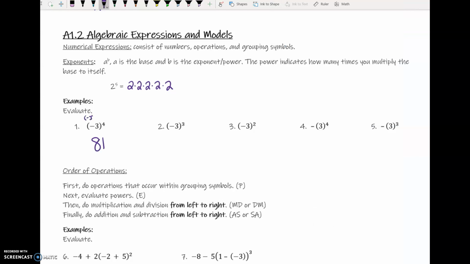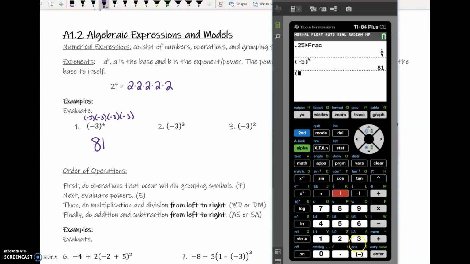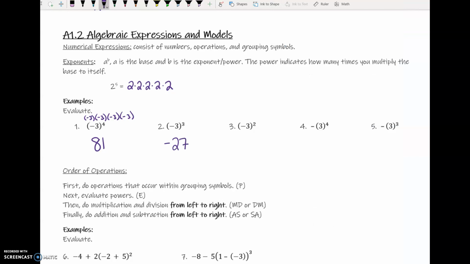Because we are multiplying that -3 4 times, we have an even number of negatives. Those cancel out. If we're multiplying -3 3 times, the negatives are not going to cancel. So -3 to the 3rd is going to be -27. -3 times -3 is +9. If the exponent is even, the negatives cancel. If the exponent is odd, the negatives don't.